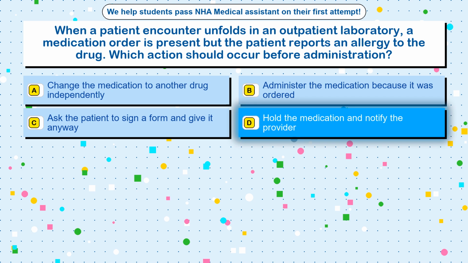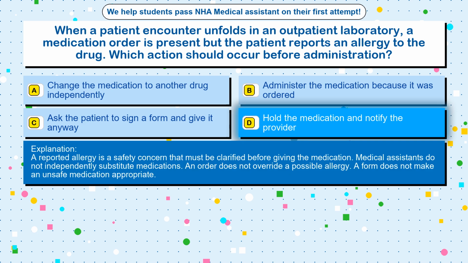The correct answer is option D, hold the medication and notify the provider. A reported allergy is a safety concern that must be clarified before giving the medication. Medical assistants do not independently substitute medications. An order does not override a possible allergy. A form does not make an unsafe medication appropriate.